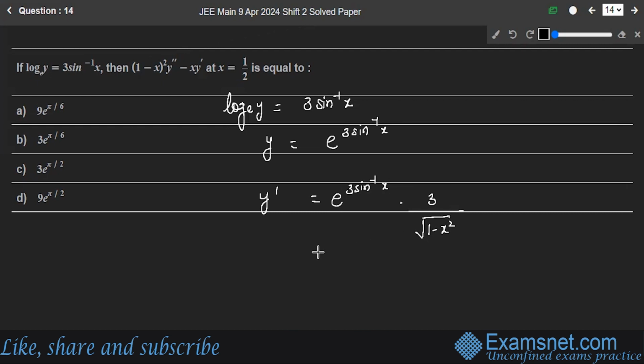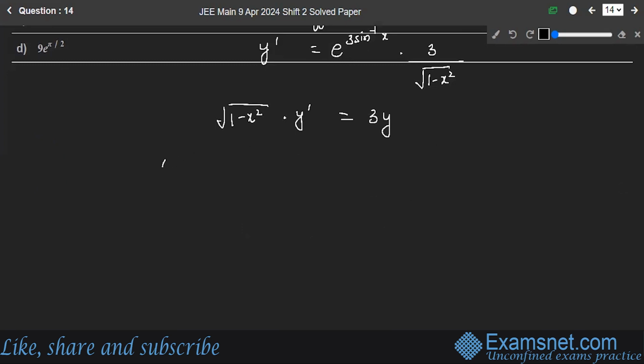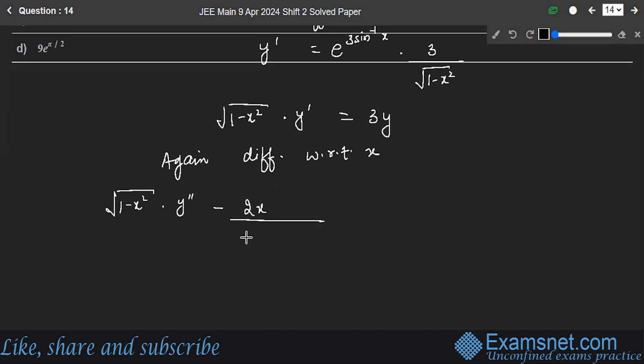And let's rewrite it properly. You have root of 1 minus x square into y dash is equal to 3y. Again, differentiating with respect to x. You will have first function into derivative of second, and second function into derivative of first, this is minus 2x that will come over here, and this will be 3y dash.